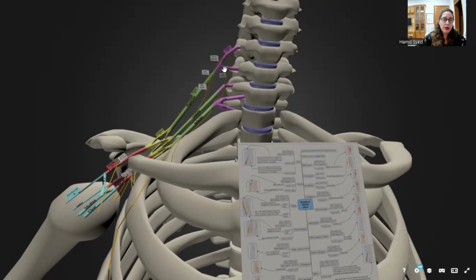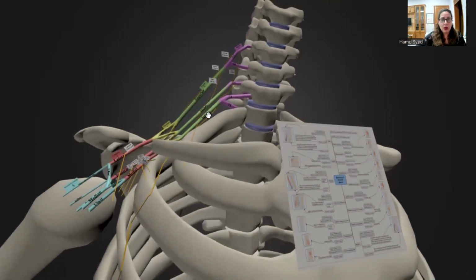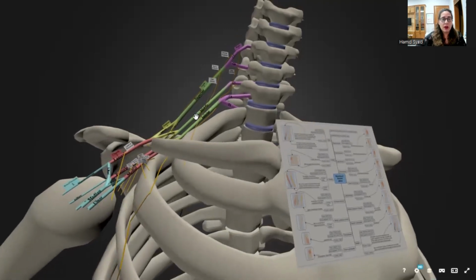And you can see that the fifth and sixth are going to unite to form the upper or superior trunk of the brachial plexus. C7 will continue as the middle trunk, and C8 and T1 are going to unite and form the lower or inferior trunk of the brachial plexus. Once you've got these three trunks, which are in green, they are going to divide into the divisions. Each trunk will divide into an anterior and posterior division.